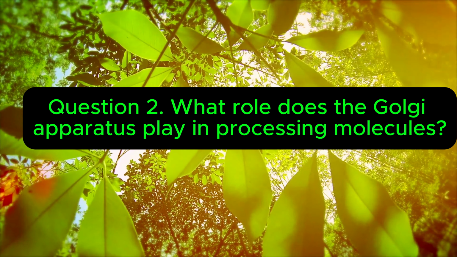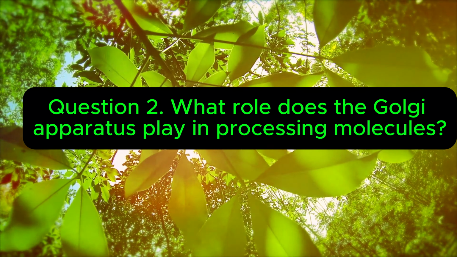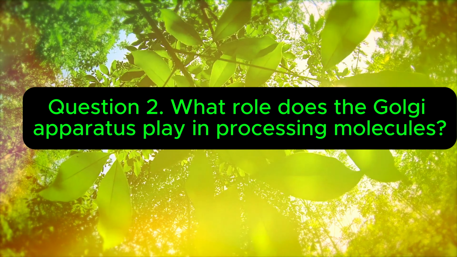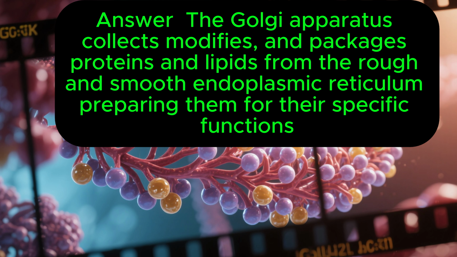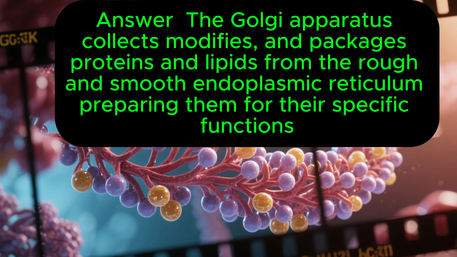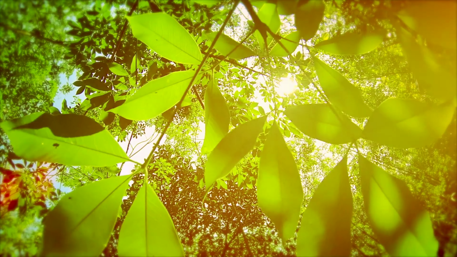Question 2. What role does the Golgi apparatus play in processing molecules? Answer: The Golgi apparatus collects, modifies, and packages proteins and lipids from the rough and smooth endoplasmic reticulum, preparing them for their specific functions.